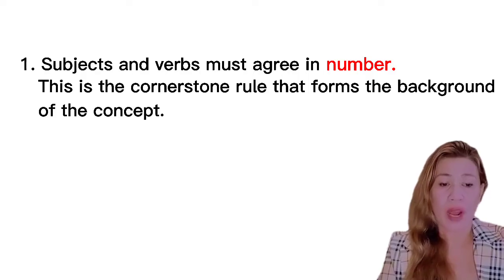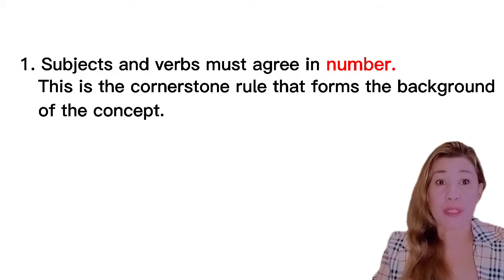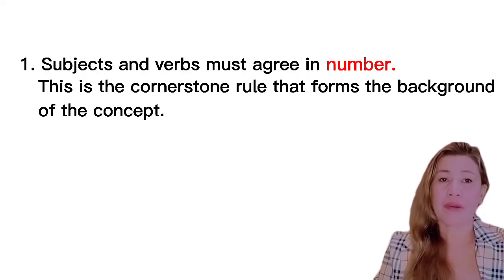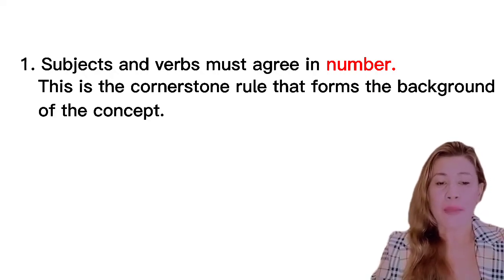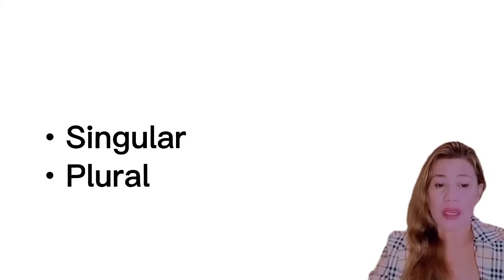Rule number 1 in subject-verb agreement. Subjects and verbs must agree in number. This is the cornerstone rule that forms the background of the concept. Now, again, we are taken to a terminology here, which is number. Do we mean number like 1, 2, 3? Is that what we mean in grammar? No. In grammar, when we say number, we mean singular or plural.